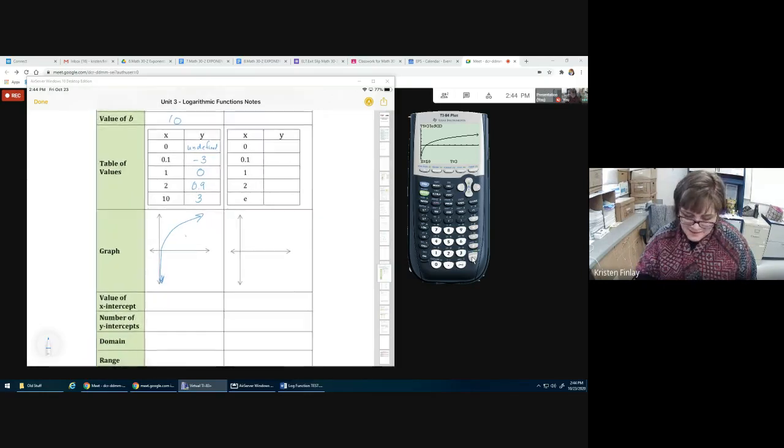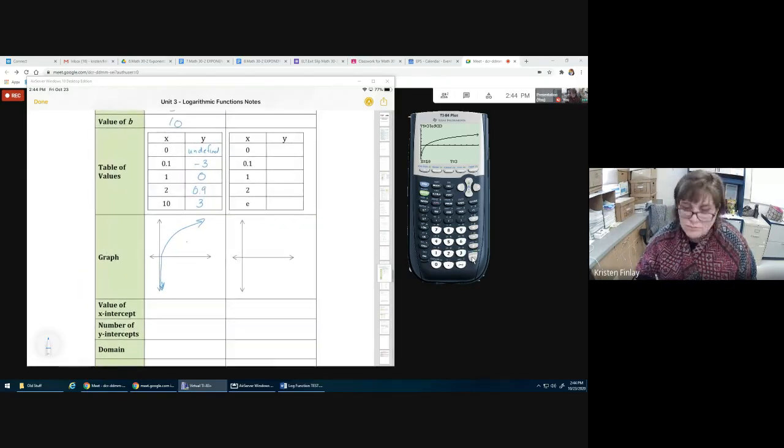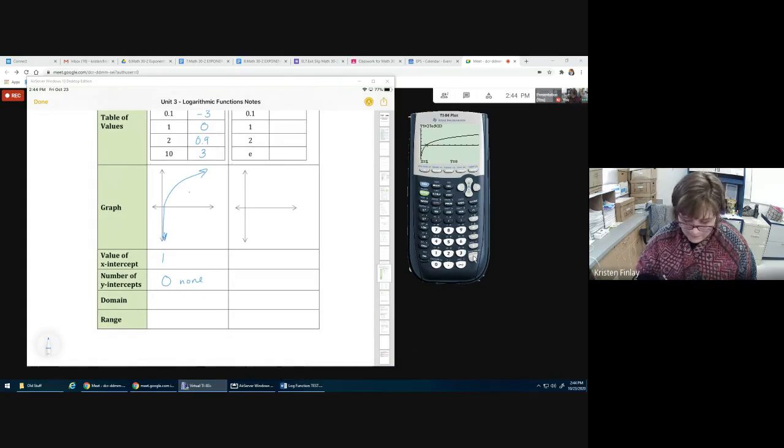Value of my x-intercept. It crosses at 1, and we can see on our table too that our x-intercept happens when y equals 0. So the value of the x-intercept is equal to 1. The number of y-intercepts, none. It does not cross the y-axis. The domain, x is greater than 0, but not equal to 0. And y is in the set of real numbers, because it can go either way, up or down.